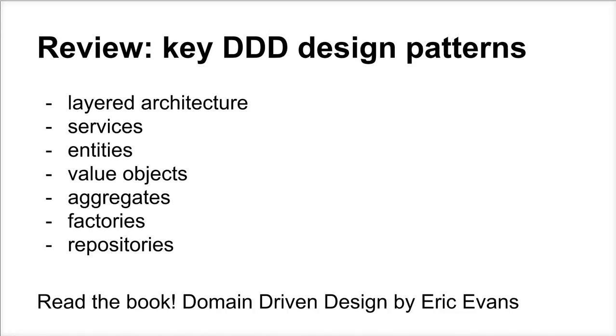So, the key points in domain-driven design are a layered architecture, services, entities, value objects. Entities and value objects collected into aggregates, which have clear boundaries. Factories for essentially making decisions that are appropriate to particular contexts and operations. And of course, repositories. So read the book.